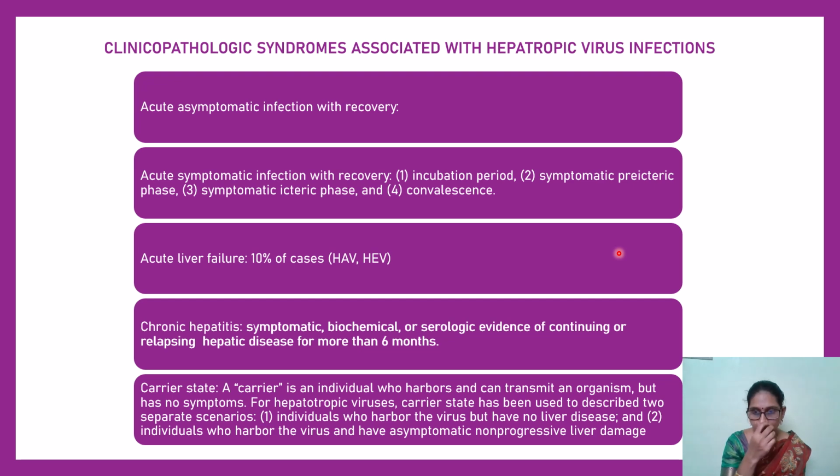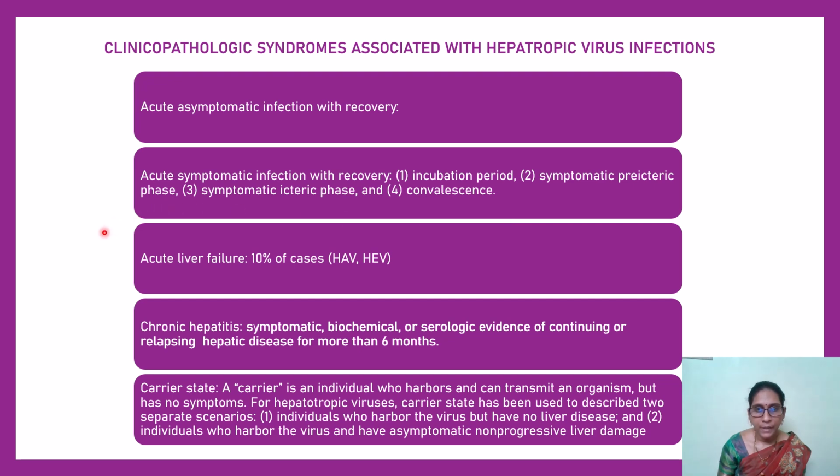So the consequences of hepatitis infection would range from acute asymptomatic infection without any complications, or it can be acute symptomatic infection with recovery, and it has different phases like incubation period, symptomatic pre-icteric phase, symptomatic icteric phase where there will be clinical manifestation of jaundice, and convalescence phase.